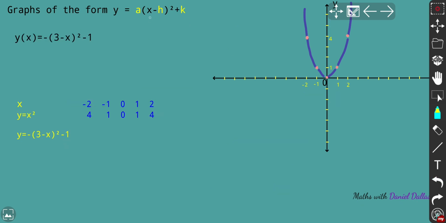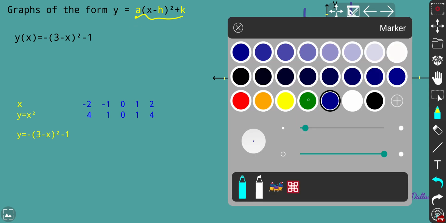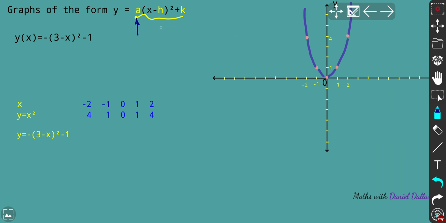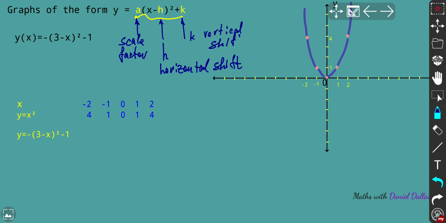So that's why in general we can recap using that form. And right now I just write down what each coefficient stands for. So this is the scale or scale factor. This is h, the horizontal shift, and finally k is the vertical shift.